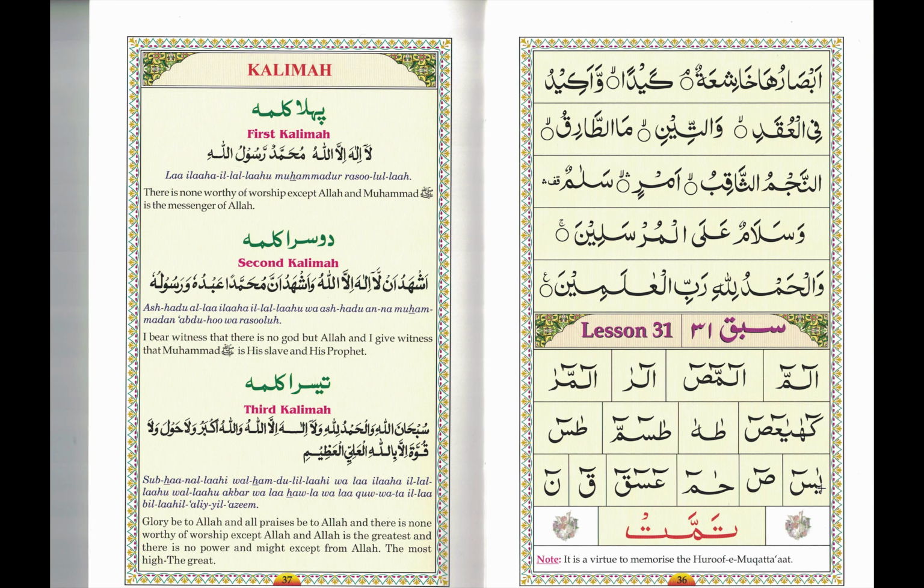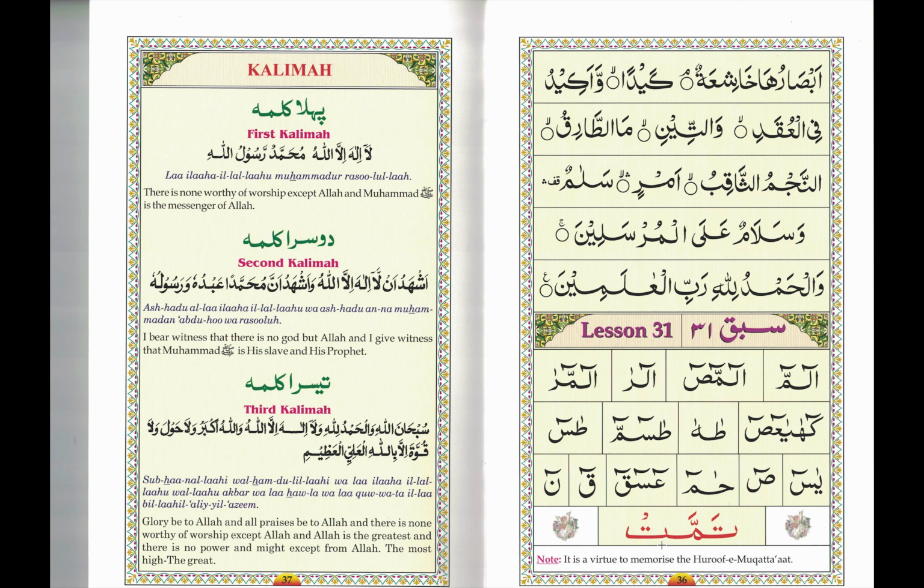Okay, so this line is very easy. Ya and the sin. Yasin. Sad. Hamim. Okay, this is Ain, Sin, and Qaf. Ain, Sin, Qaf. Next one. Qaf, Noon. And that's it. And this just says Tammat, which means we've completed the Qa'ida.